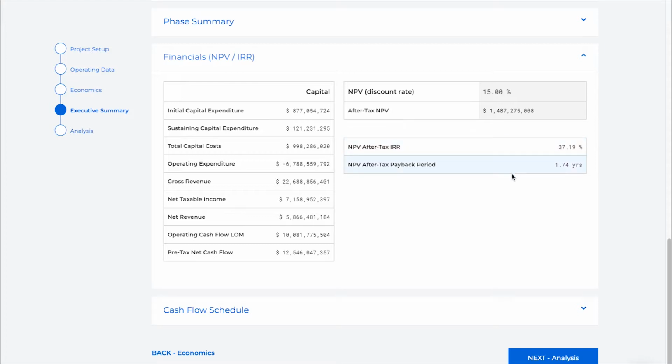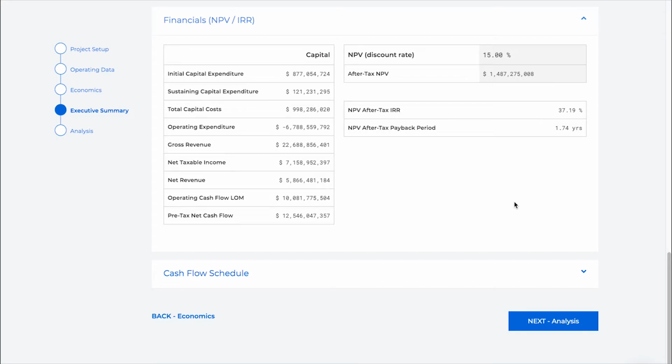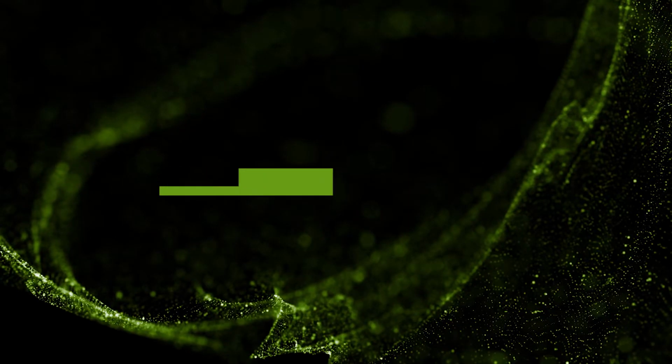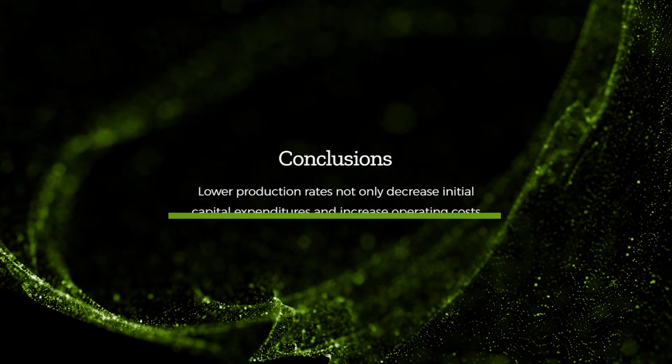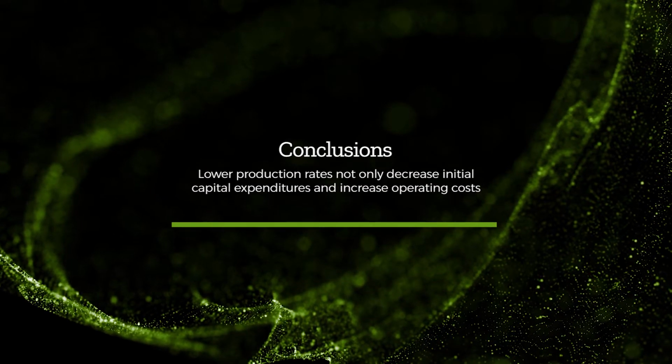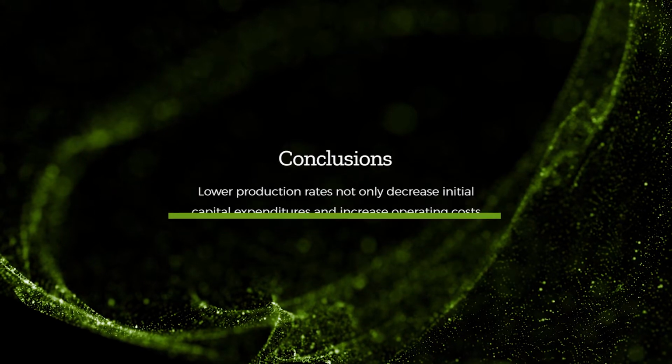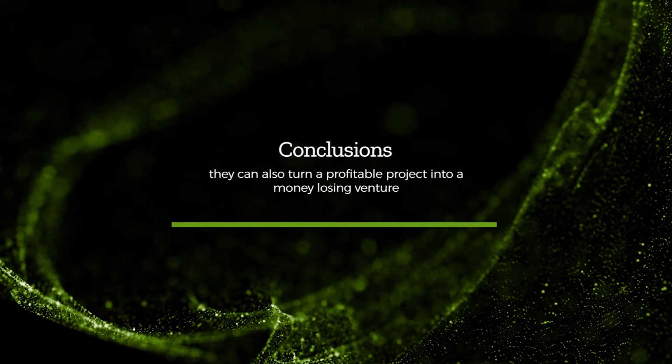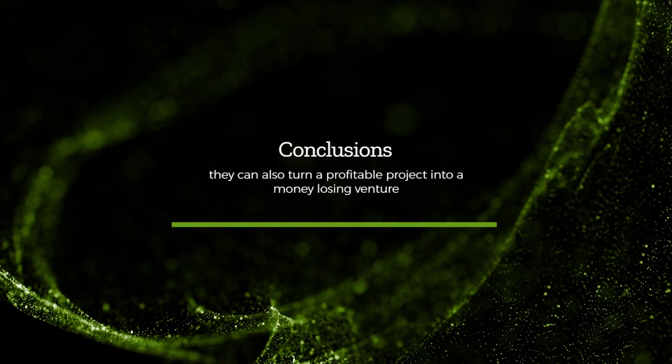Maintaining the discount rate and simply reducing the ore production rate by 25% caused the after-tax NPV to become negative by nearly 180 million USD. As we have discovered, lower production rates not only decrease initial capital expenditures and increase operating costs, they can also turn a profitable project into a money-losing venture.